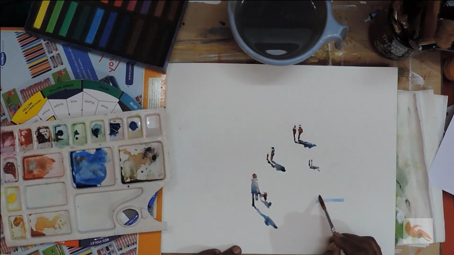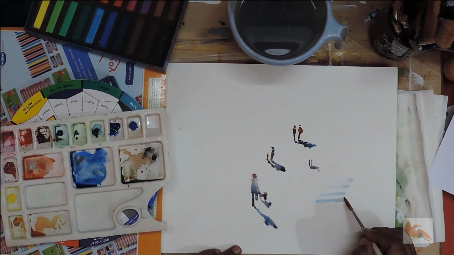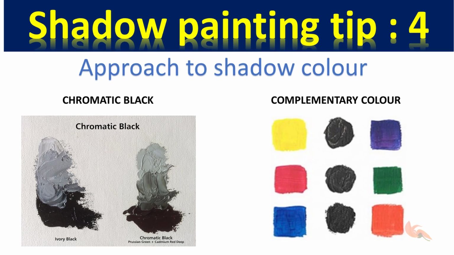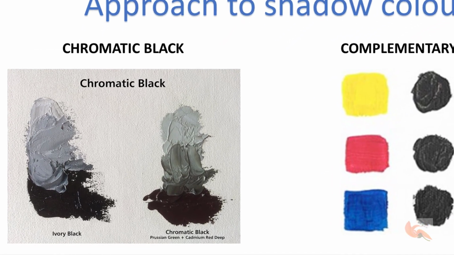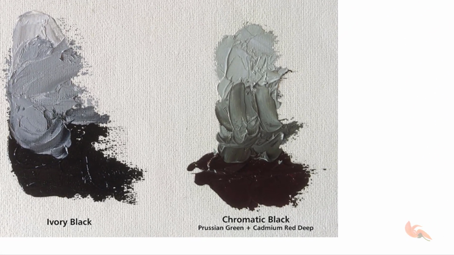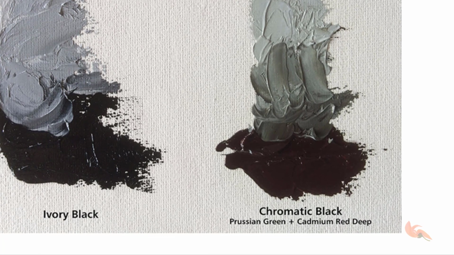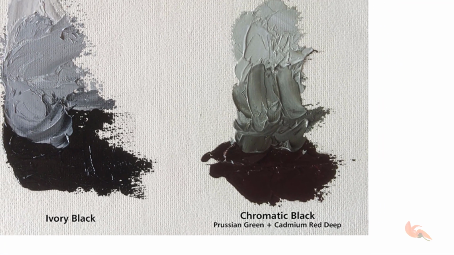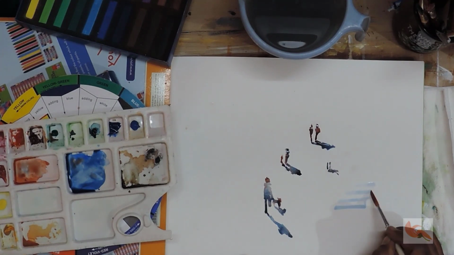So, what's a good approach to shadows? Mixing a chromatic black is an improvement on straight black. It has the look of black but is not black. Chromatic black can be made by mixing equal parts of Prussian blue, alizarin crimson, and an earth color, such as burnt sienna, burnt umber, raw sienna, or raw umber.